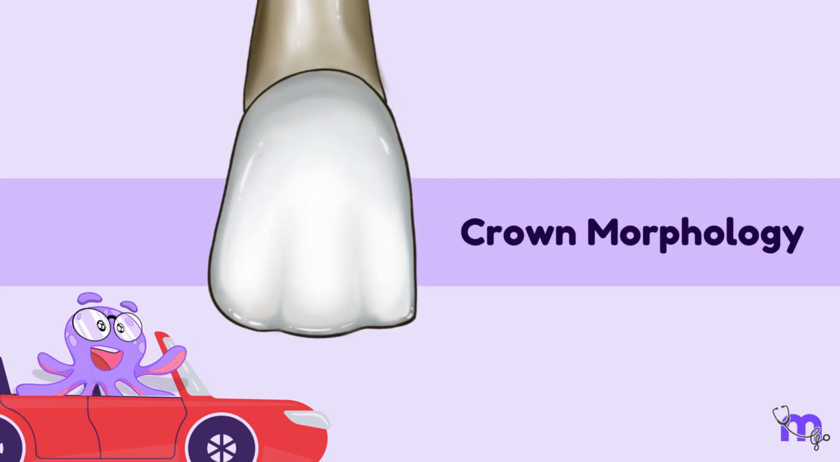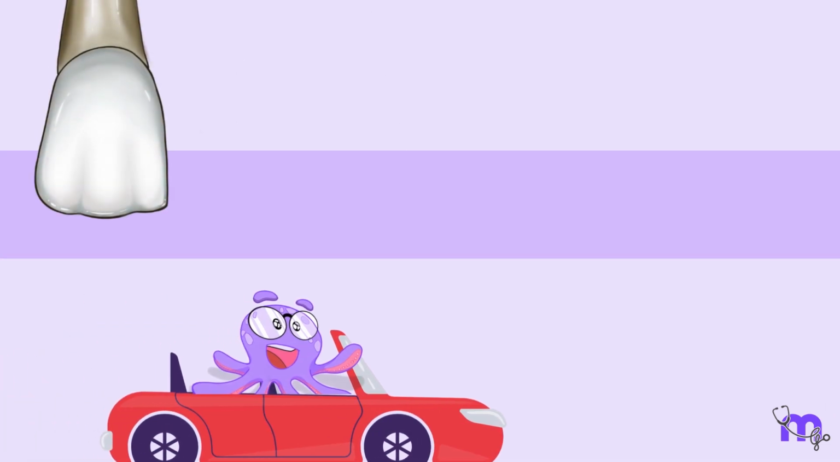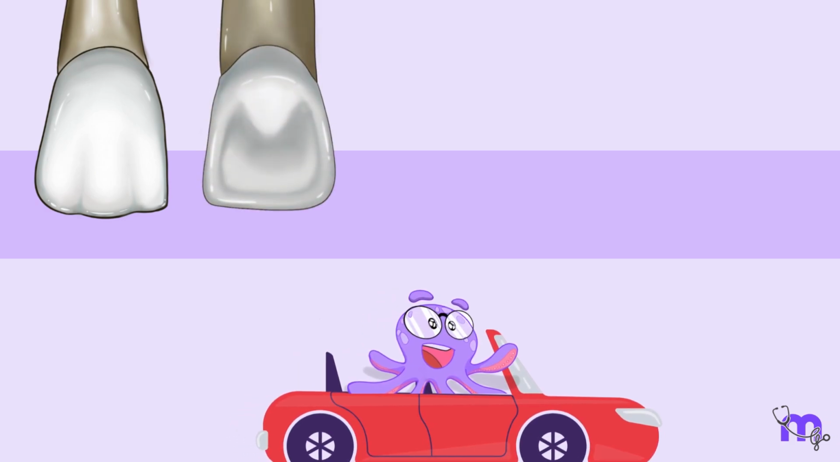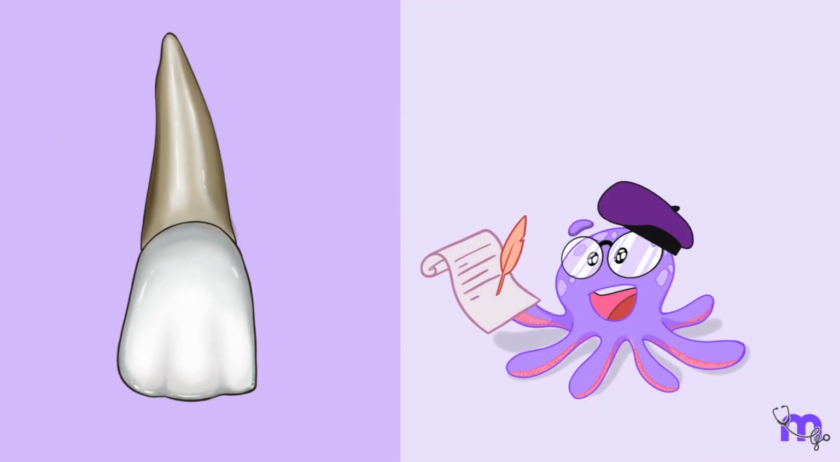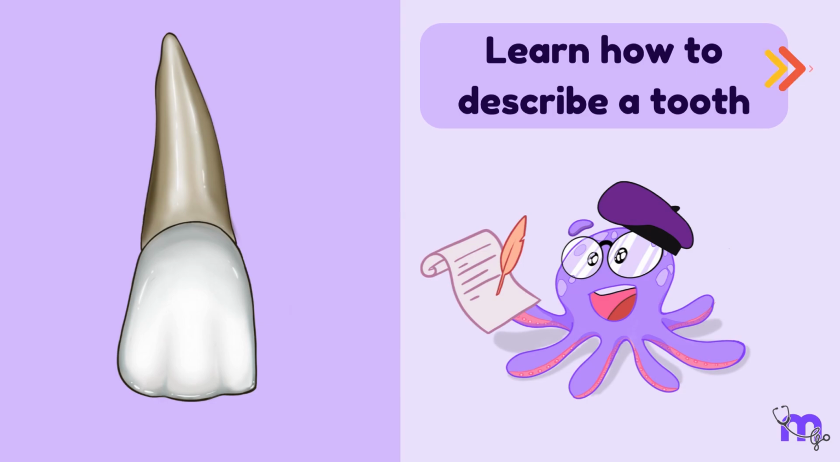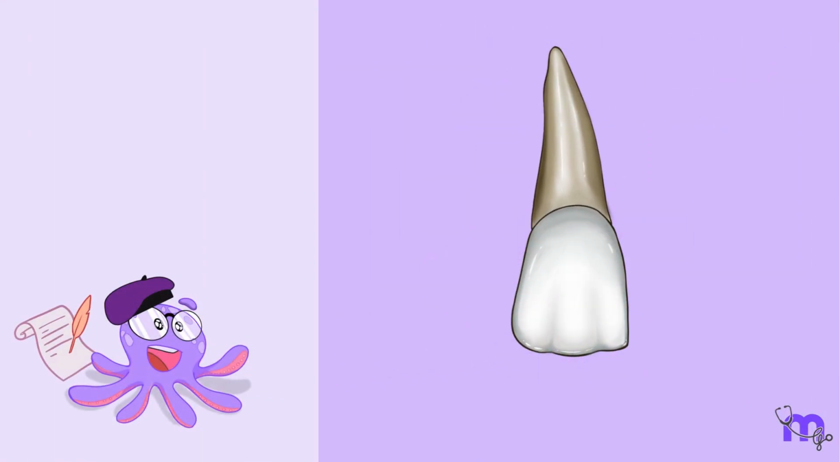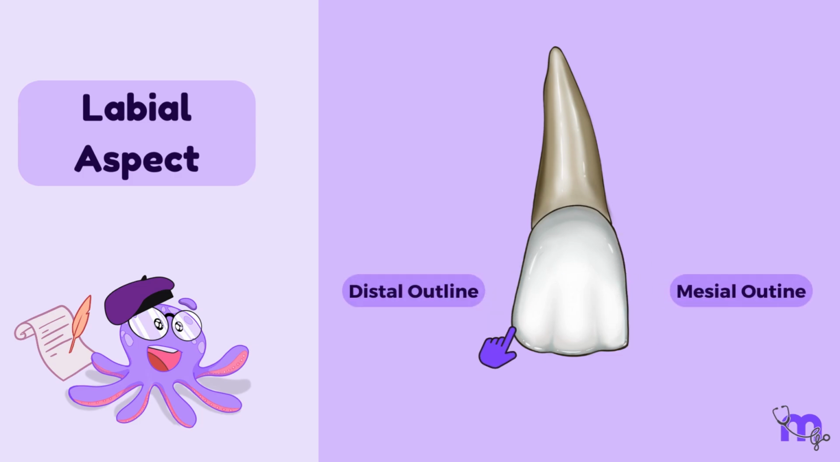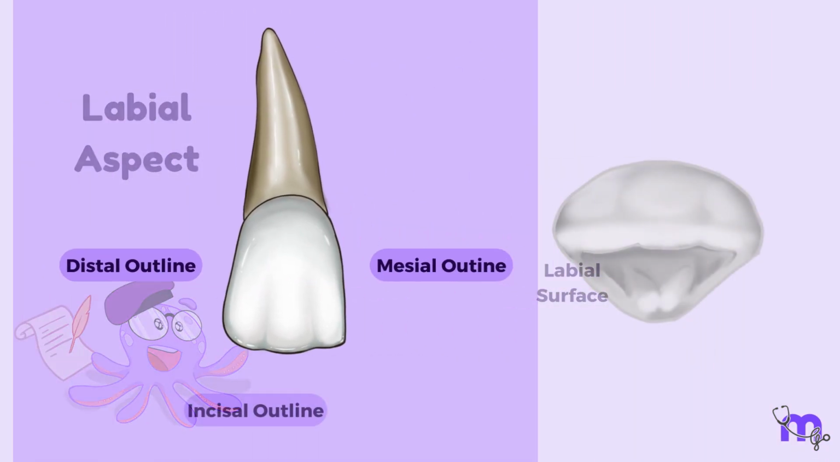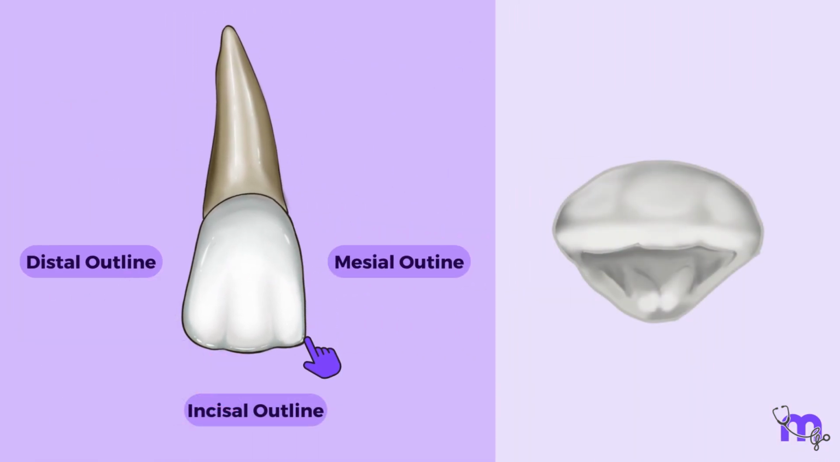Now let's start with the crown morphology of maxillary central incisor. The crown of a tooth displays remarkable features from the labial, lingual, mesial, distal, and incisal aspects. Before we proceed, let us understand how to describe a tooth. When we see the tooth from the labial aspect, we see the mesial and distal outlines as well as the labial surface. So to describe it, we need to trace the path of the outlines and explain the surface, including the curves, elevations, and depressions visible.